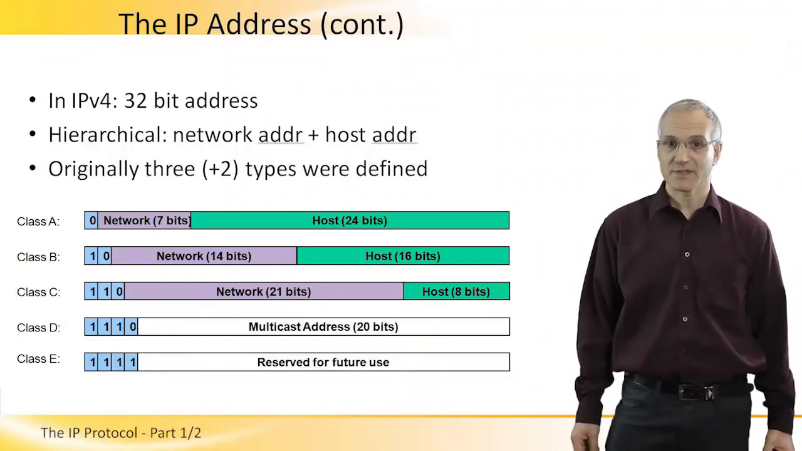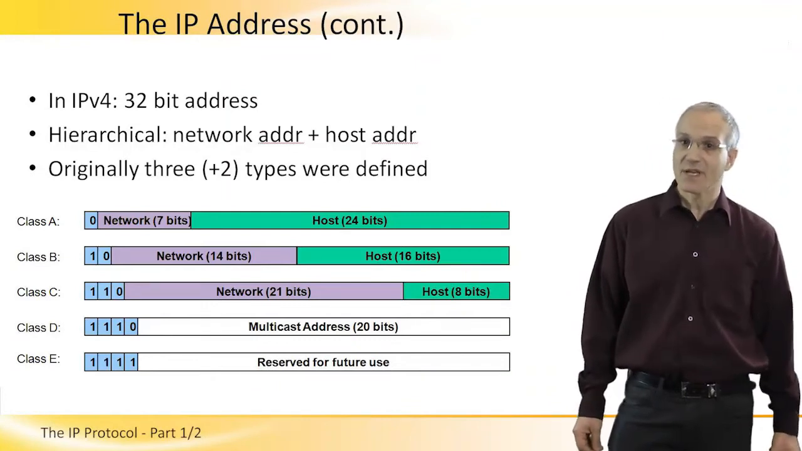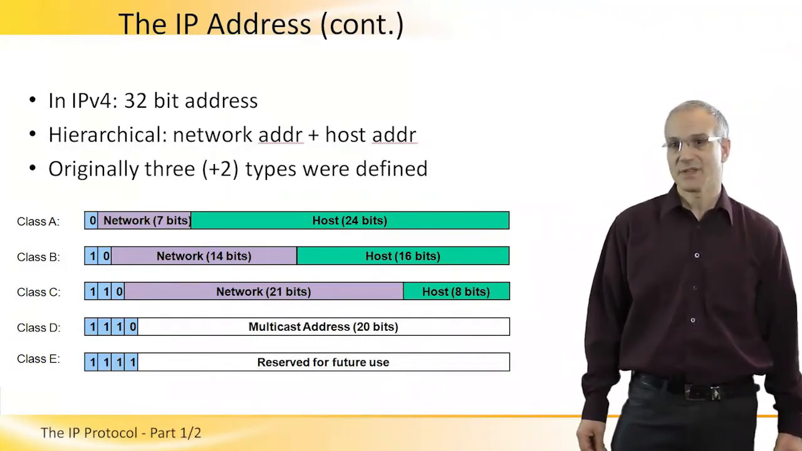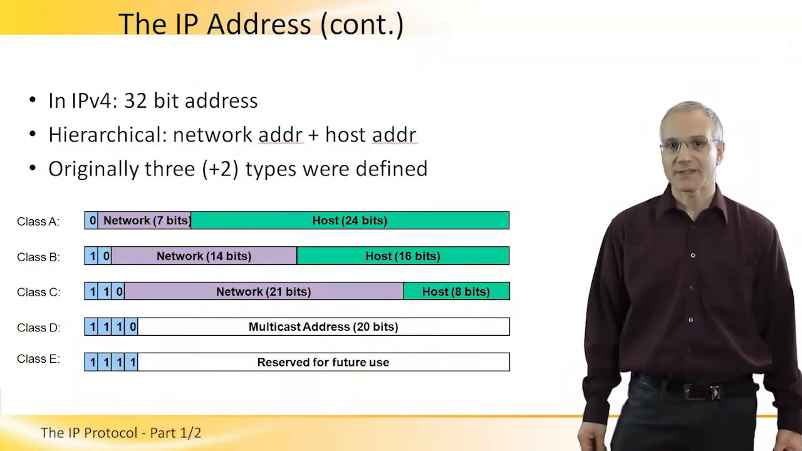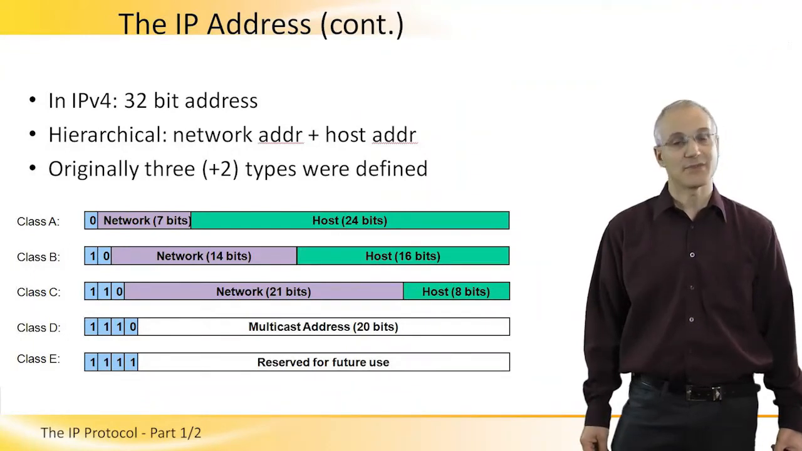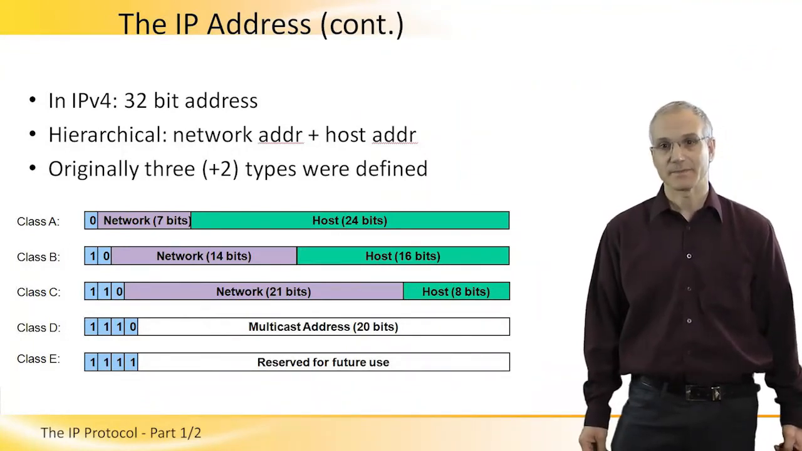Class B addresses start with 10, have 14 bits of network address, and 16 bits of host address. This can give us roughly 65,000 hosts in a network. And class C address has 2 to the power of 8, this is 256 hosts in a network. But it enables us to define many, many networks.